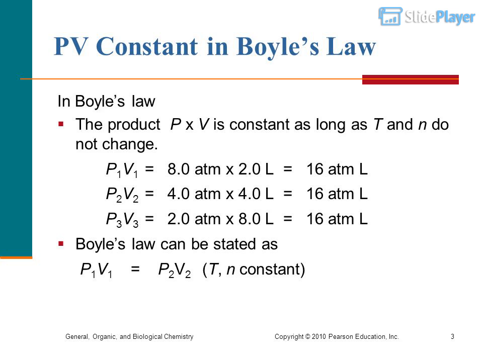P1V1 equals 8.0 atmospheres times 2.0 liters equals 16 atm·L. P2V2 equals 4.0 atmospheres times 4.0 liters equals 16 atm·L. P3V3 equals 2.0 atmospheres times 8.0 liters equals 16 atm·L. Boyle's law can be stated as P1V1 equals P2V2, at constant T and n.